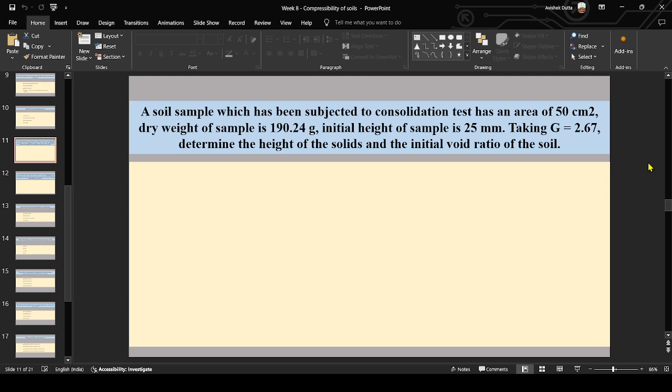So here the cross-sectional area of the sample has been given, the dry weight of the sample has been given, the initial height has been given, and the specific gravity of the soil solids has been given. The height of the soil solids has been asked, considering the initial height, and the initial void ratio has been asked.